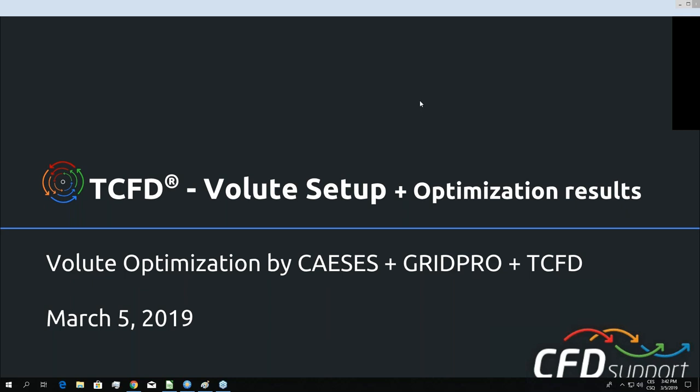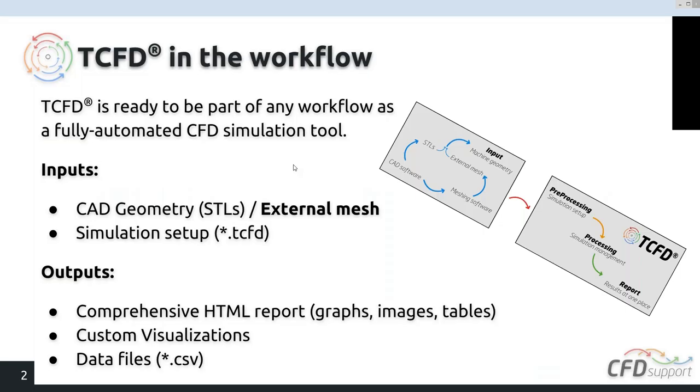So what is important is that TCFD is ready to be part of any workflow as a fully automated CFD simulation tool. So for that purpose, to be run in an automated way, it needs as an input either CAD geometry, and the mesh is generated itself inside, or to use some advanced meshing tool. So the external meshes can be imported, as in this particular case. The second input is the preset simulation setup file, the so-called TCFD file, which contains all the necessary parameters for the TCFD simulation. And because it is automated, it automatically exports the outputs.